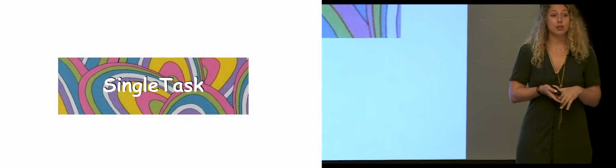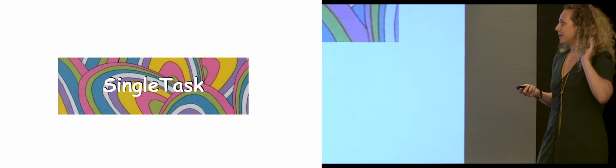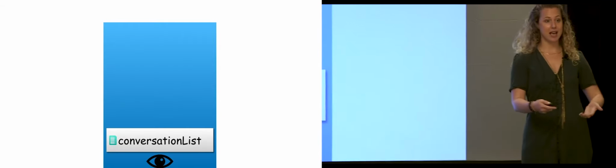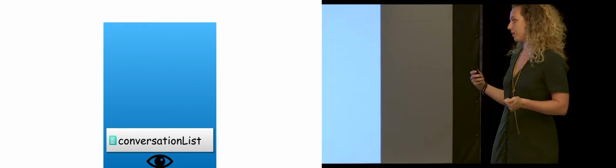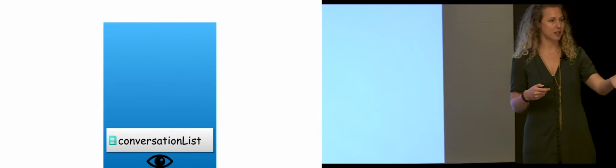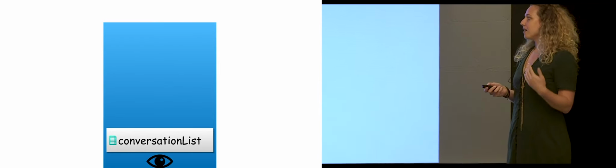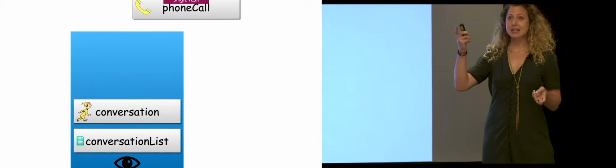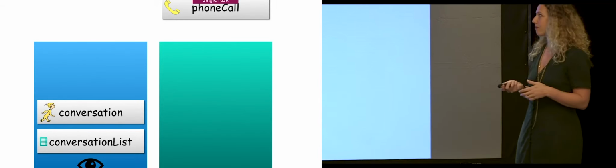I can use a launch mode called singleTask. What does that do? So on the stack that is currently visible for the users, I have the conversation list and the same story. I click, I go to a conversation, and then I have a phone call activity that I want to start. And let's say it has a single task launch mode this time.